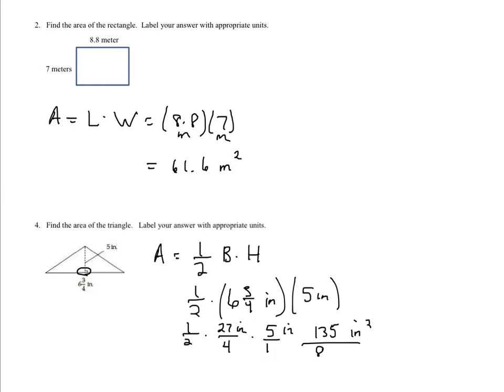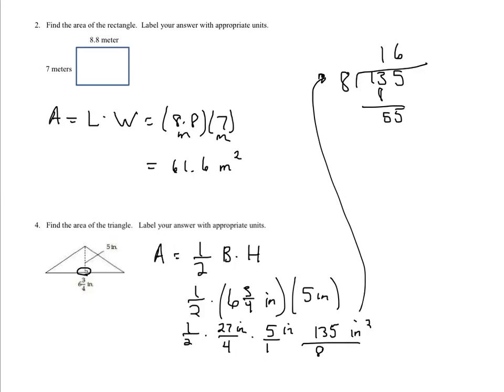The denominator will be 8, so I get 135 over 8. I would really like everything to be expressed again in fractions. So let's go way up here and do 8 into 135 because it's pretty easy. 8 goes into 13 once, 55. 8 goes into 55 6 times, 48. 7 left over. So it would be 16 7/8 inches squared. You can get that on the calculator, but this is a really super nice way to review fractions.